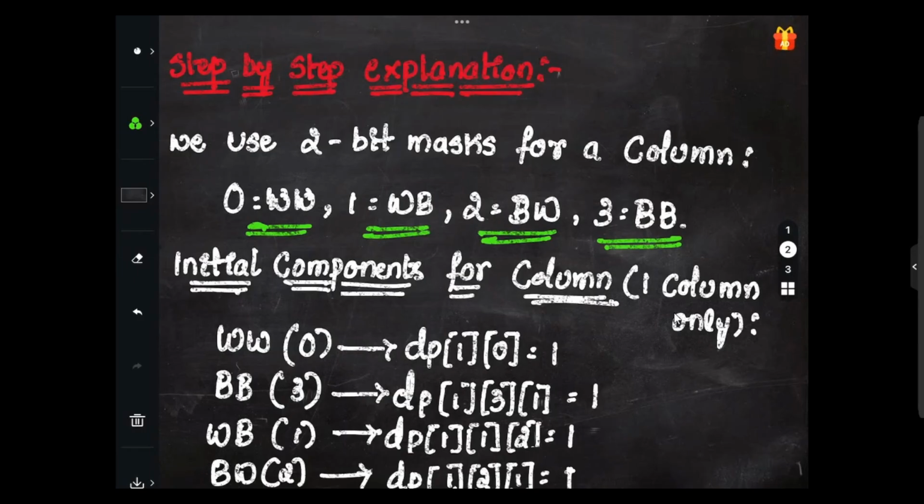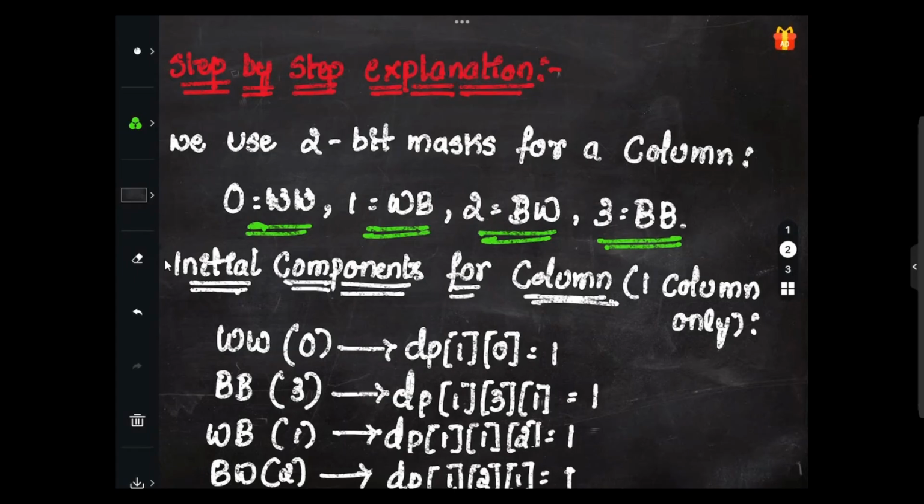So yeah, let's go with one column only here. So we'll be going with column 1. Here, the initial components for column 1. Actually, it has to be column 1, not just for the column. So we are considering WW of 0, because 0 is equivalent to WW, 1 is equivalent to WB, BB is equivalent to 3, and 2 is equivalent to BW.